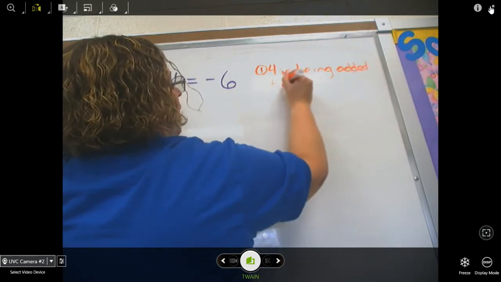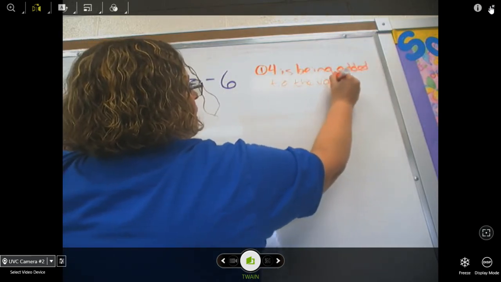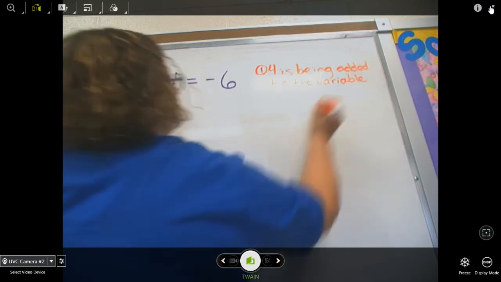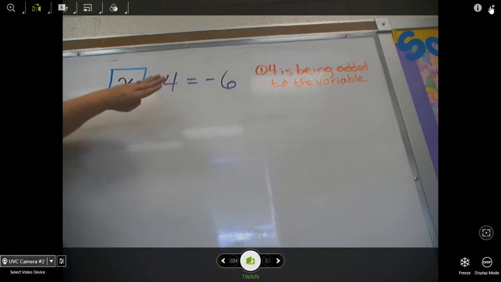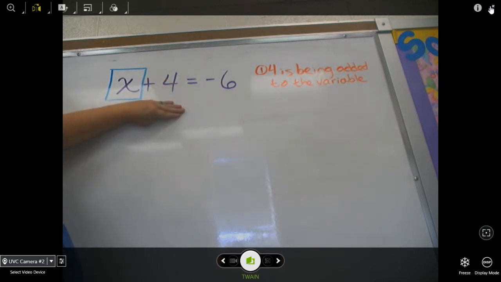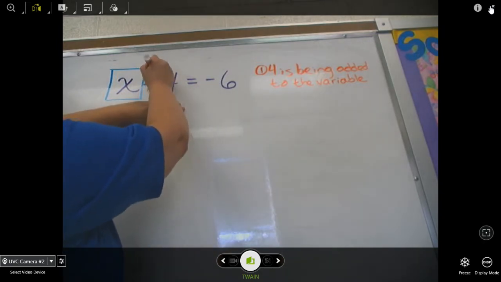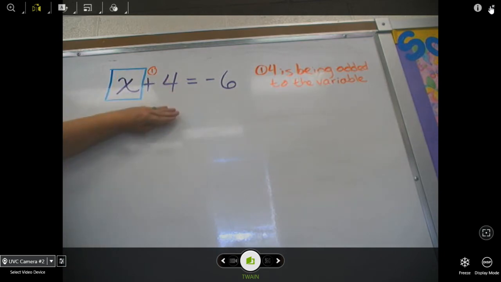To the variable, right? That's what's going on right now. That's what's going on right here. 4 is being added. So remember, to quarantine this x, to complete social distancing, we have to do the inverse operation. What is the inverse of addition? So this is what's going on. So how do we undo this?